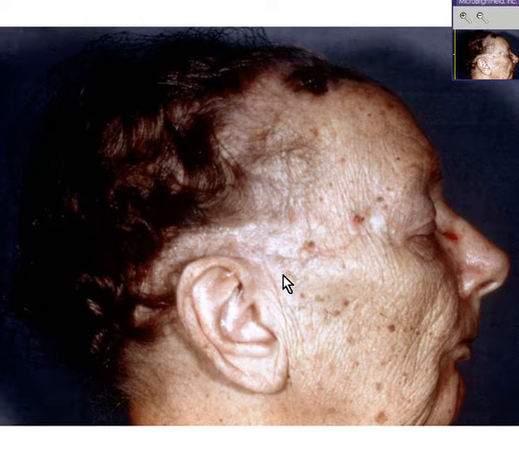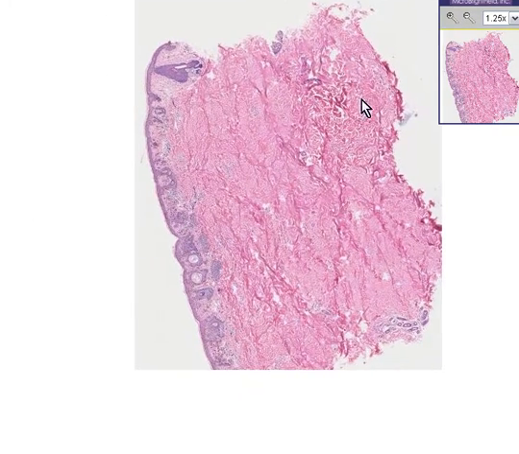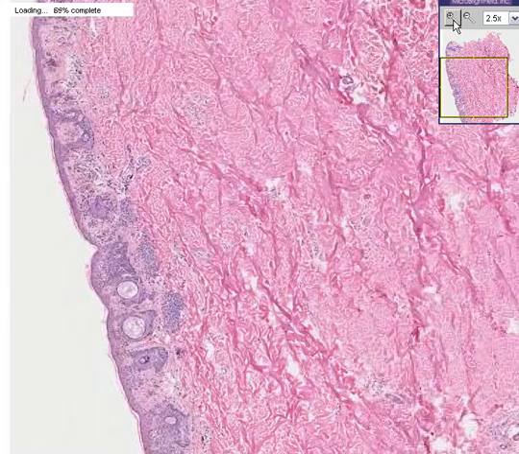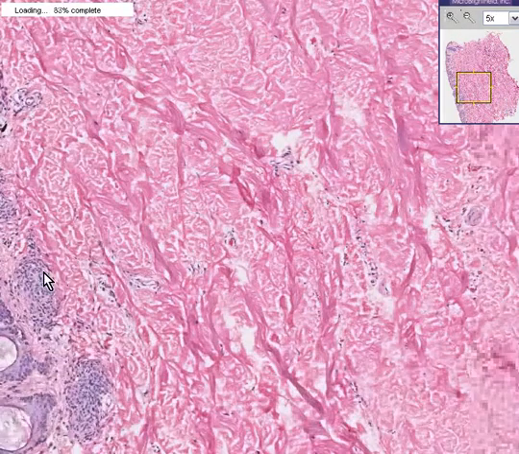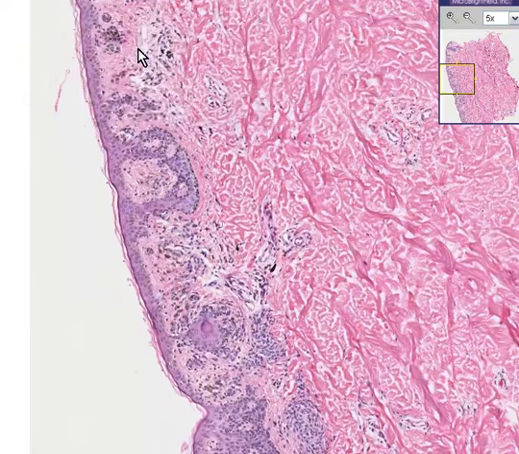The definition of lentigo is an area of skin that is flat and hyperpigmented relative to the rest of the skin. We could call it a freckle. Microscopically, the reason why it's pigmented, or at least relatively hyperpigmented compared to the rest of the skin, is that there are an increased number of melanocytes.